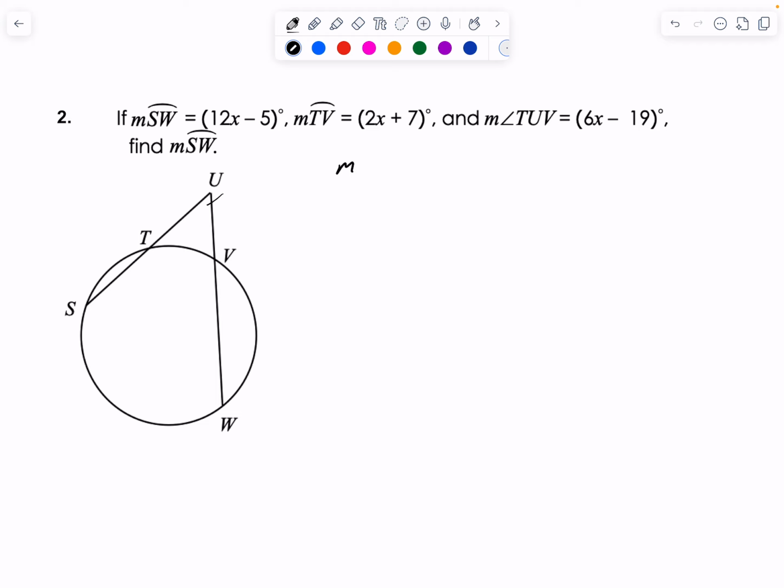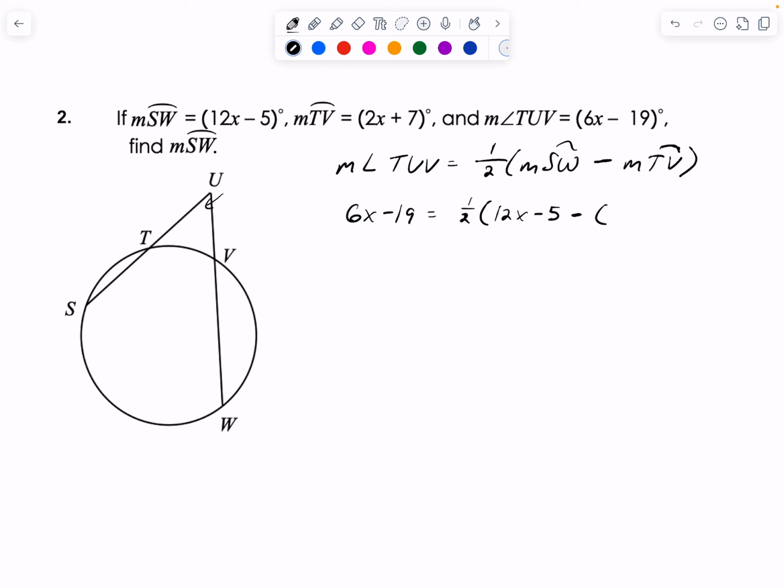So we have the measure of this angle here, which is angle TUV, is equal to 1/2 times the measure of arc SW minus the measure of arc TV. Okay, don't forget the arc notation as well. Now you can plug in this stuff from the problem. So we have 6x minus 19 equals 1/2 times the measure of arc SW, which is 12x minus 5, minus, and be careful here, because I am subtracting, I need to put this measure of arc TV, this expression, in parentheses. So 2x plus 7 is going to be in that parentheses.